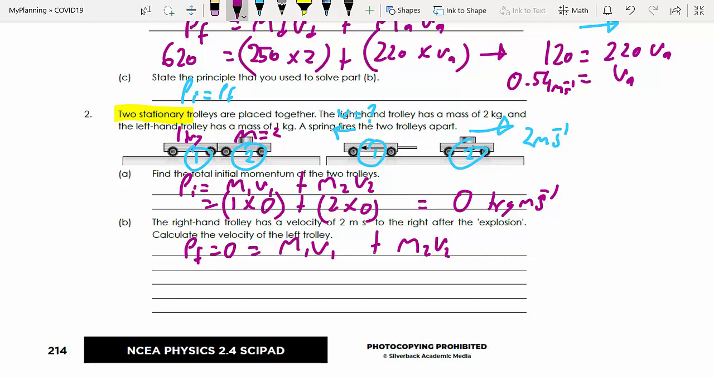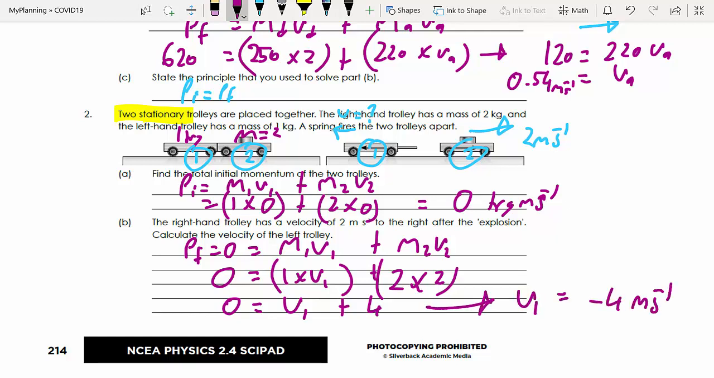I'm writing m1 v1 because that's momentum, and this is momentum, and I'm adding them together, so this is the total momentum afterwards. The mass of cart 1 is 1 kilogram, and the velocity is what I don't know. The mass of cart 2 is 2 kilograms, and its velocity is 2. So I get 0 equals v1 plus 4. That gives v1 equals minus 4 meters per second, which is good. That means it has a velocity to the left of 4 meters per second. Boom. That question is done.